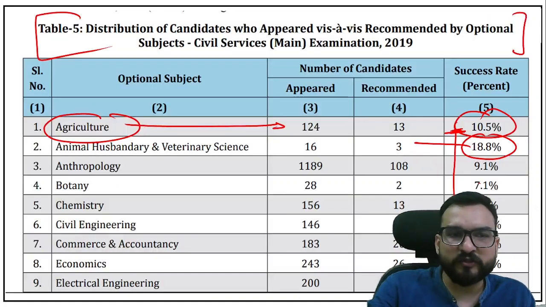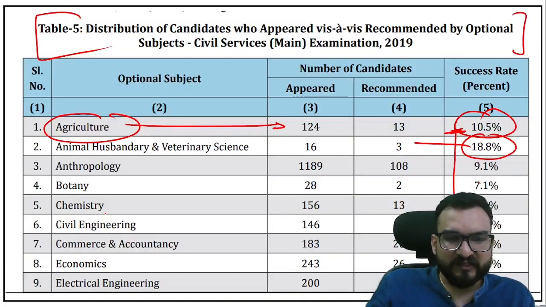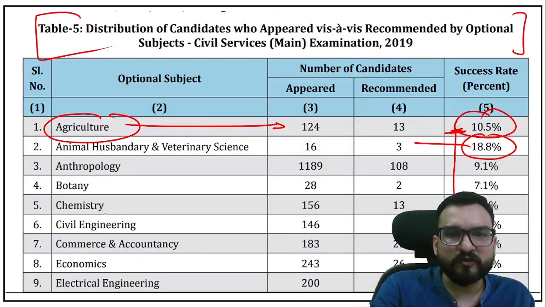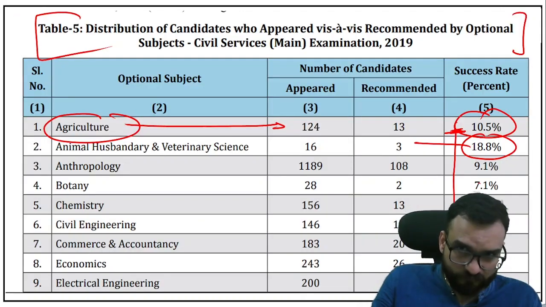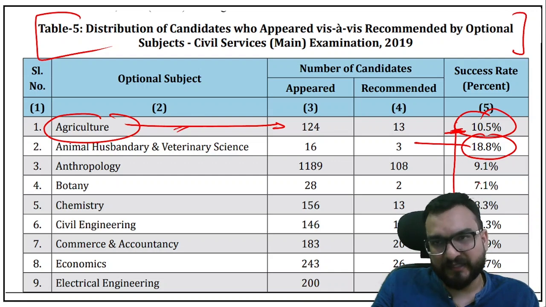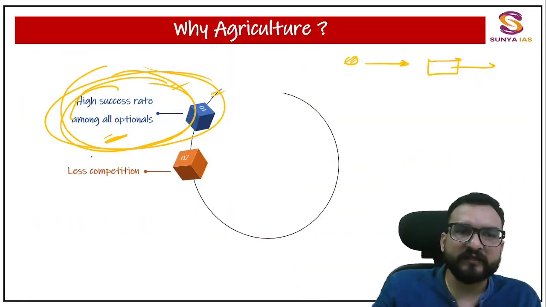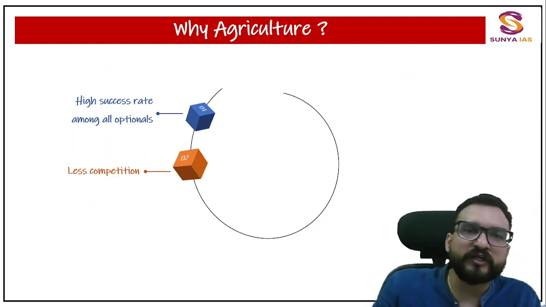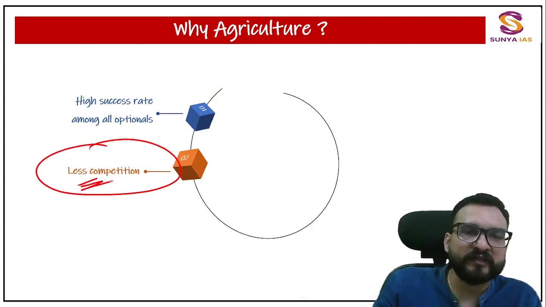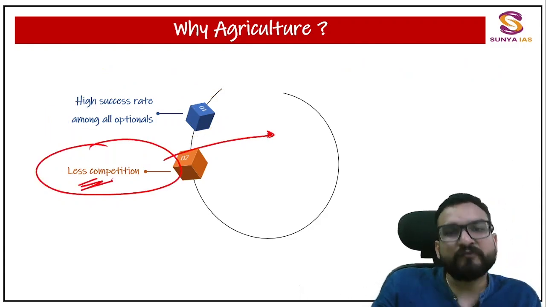Okay, in hard optionals you see. Where are the hard options? Let me show you. Okay, these are not present over here, but comparatively it has a high success rate, though not a very good point which you can say. But over here, this is one of the greatest points in agriculture. Less competition you are having. By less competition, what do you mean?